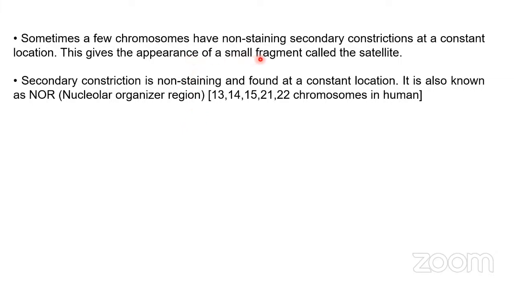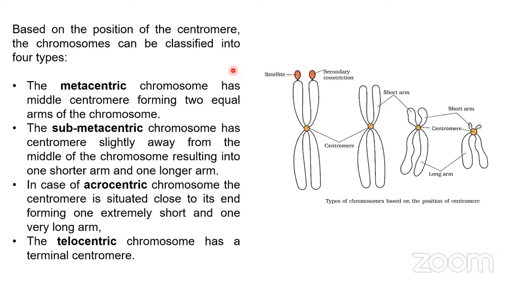Sometimes a few chromosomes have non-staining secondary constrictions. This is very important: the primary constriction was the centromere. The secondary constrictions may be present in a few chromosomes, and these are non-staining, that is, they do not take up the stain, and they are present at a constant location. This gives the appearance of a small fragment called the satellite. We can see this in this figure.